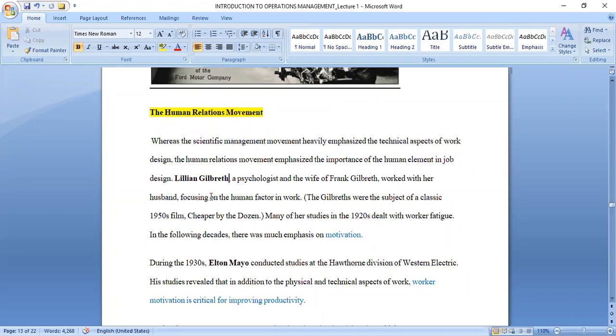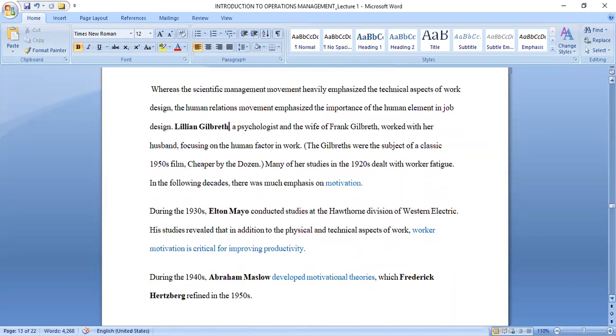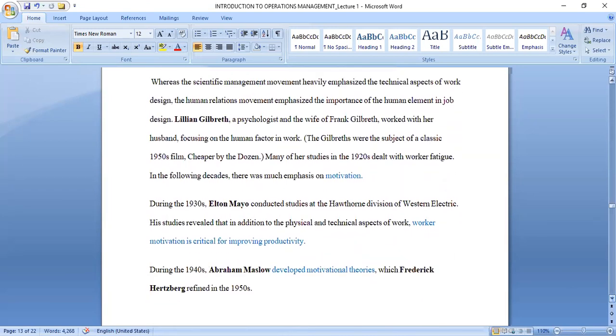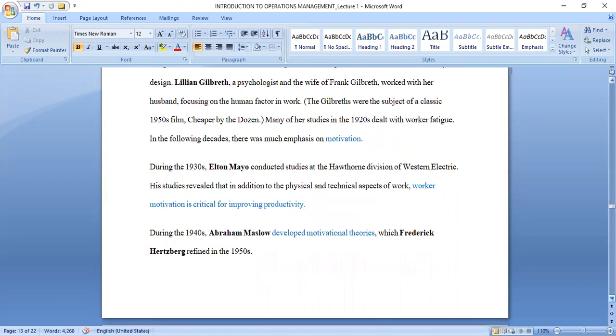But since Lillian Gilbreth was a psychologist, she did her studies on the human factor. Her studies in the 1920s basically focused on workers' fatigue, right? And in the following decades, there was much emphasis on motivation.